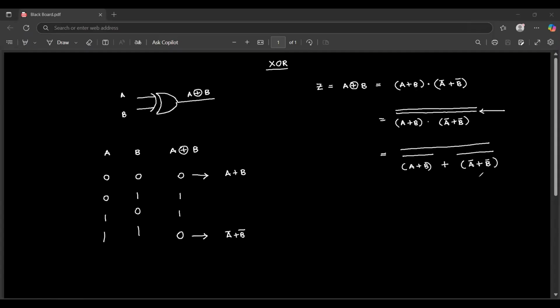Now it's settled. Why? Here we have A plus B whole thing bar, which is the NOR gate. Here we have A bar, which means we need a NOT gate, which can be developed by using a NOR gate. And here we need B bar, which is also another NOT gate. Then A bar plus B bar whole thing bar is another NOR gate. Then we have a signal here and a signal here, and including that we have another NOT. So this is how you come up with the XOR gate.